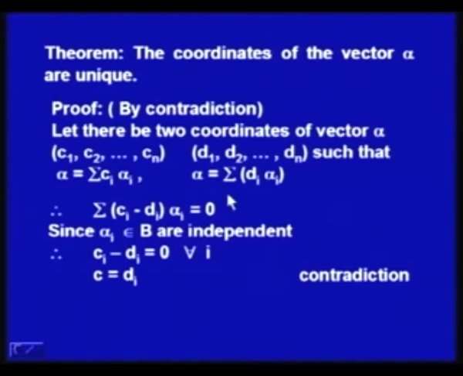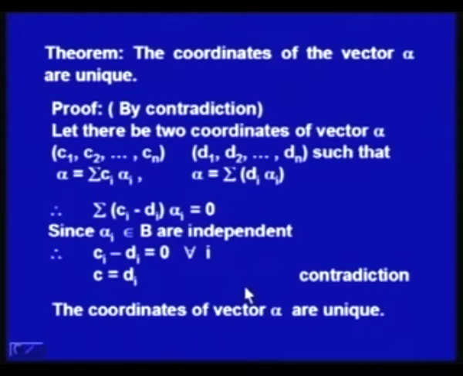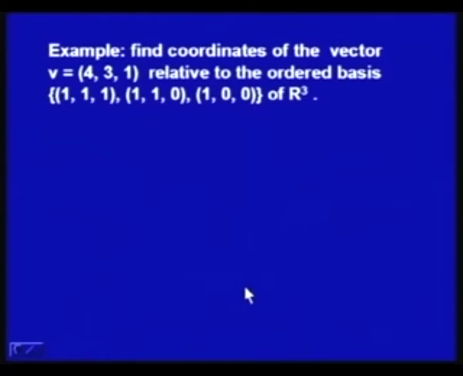You cannot have two different representations, or two different sets of coordinates of the vector alpha with respect to an ordered basis B. So, this proves the theorem.